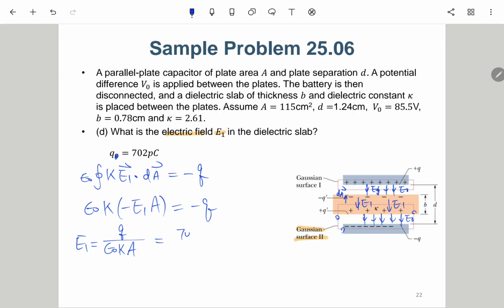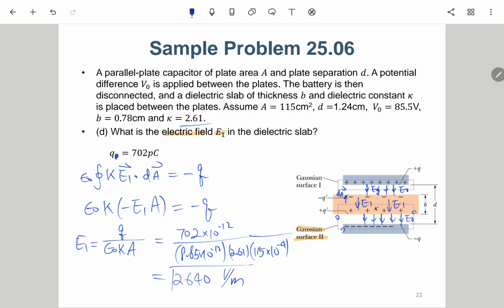So it is actually 702 times 10 to negative 12 over 8.85 times 10 to negative 12, kappa is 2.61, and then times 115 times 10 to negative 4. So this value is 2640 volt per meter. So here the E1 is weaker than E0.